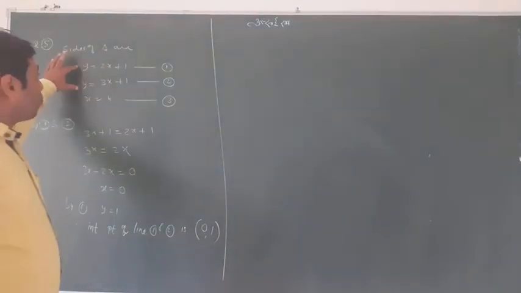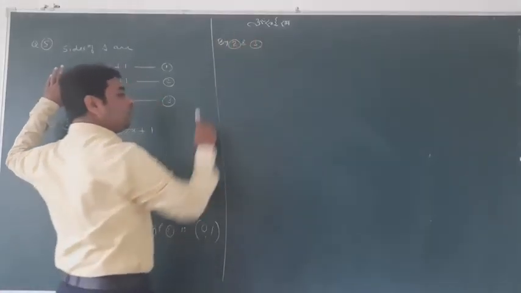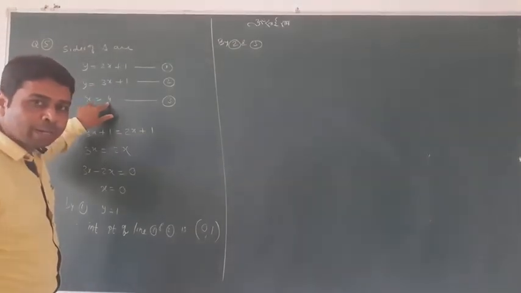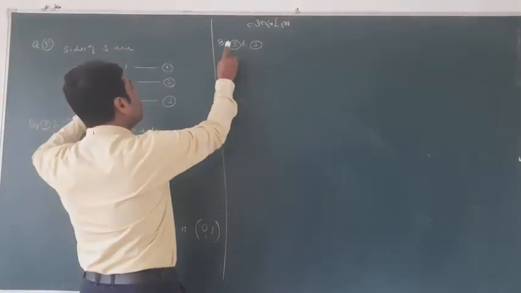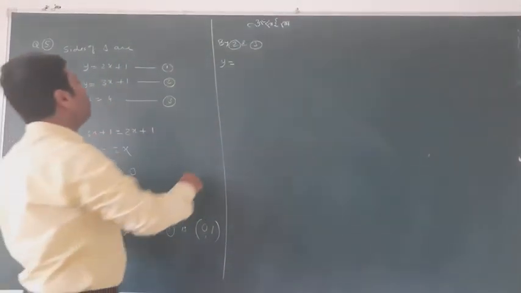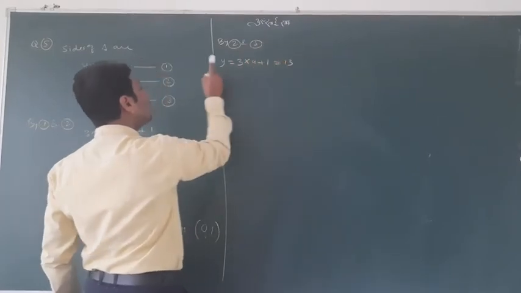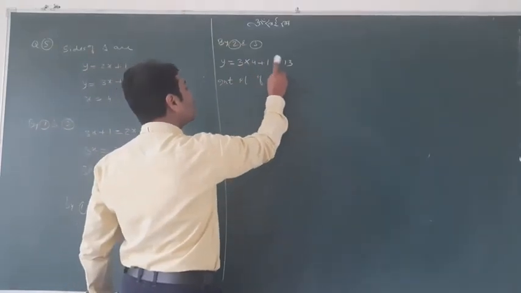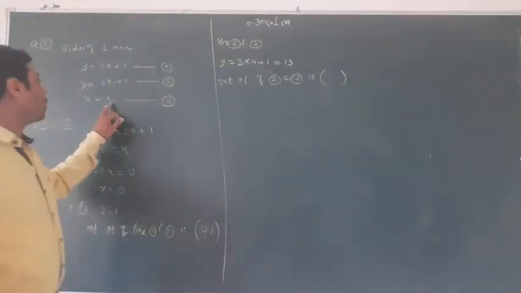This is the first point we have got from these two. Now I'll go with 2 and 3. Very easy. By 2 and 3, x equal to 4 is already given, so we don't need to bother with x. Put x equal to 4 here. So y will be 3 times 4 plus 1, which is 13. So the intersection point of 2 and 3 is (4, 13).